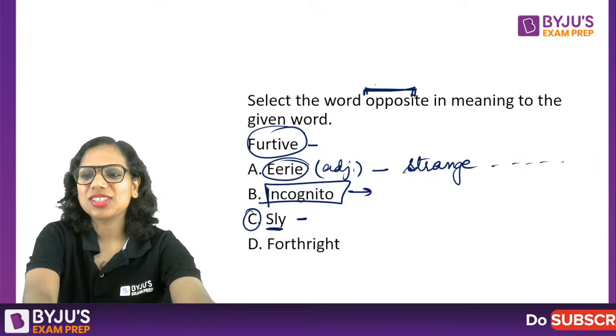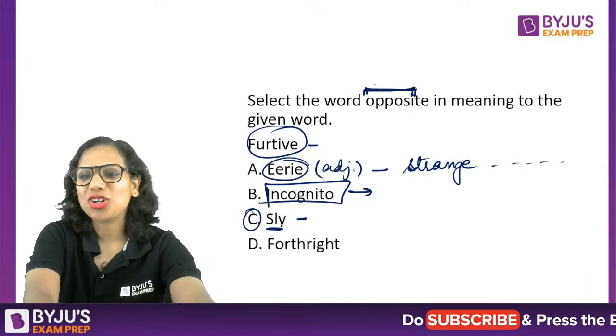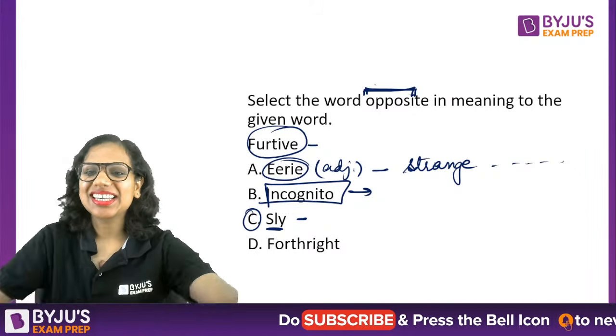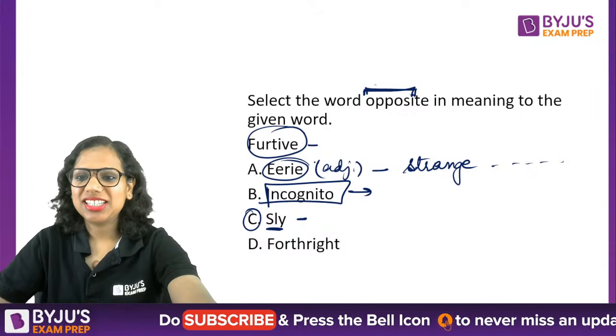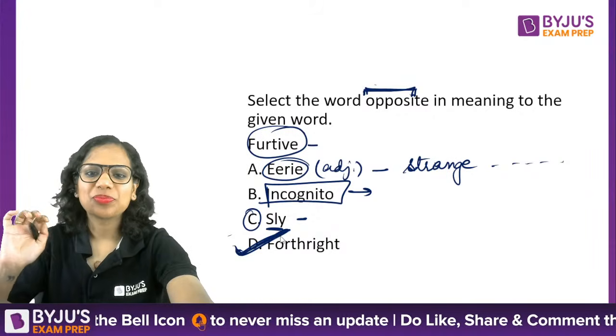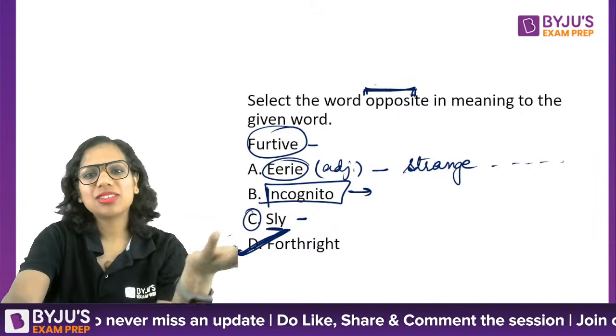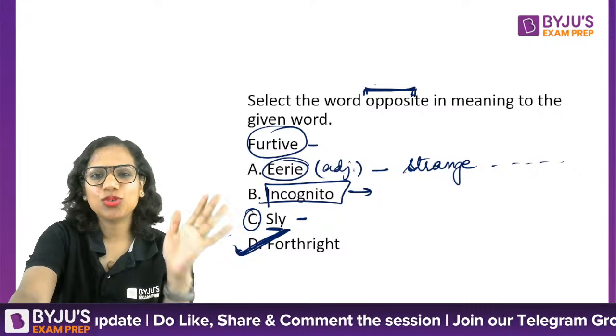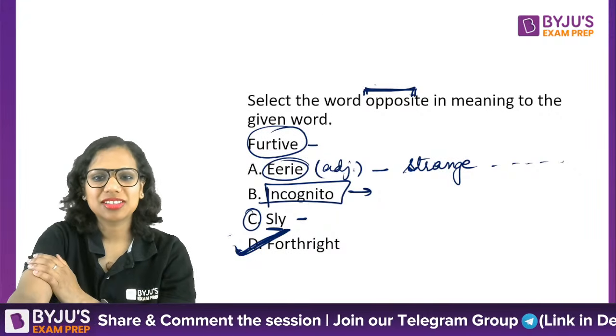Good, those who marked D. So Nali, nothing to be sad about. Your answer is correct. Okay? So D is the answer. Forthright. Forthright is, you are pretty straightforward. You're no longer doing something in secret. Right?